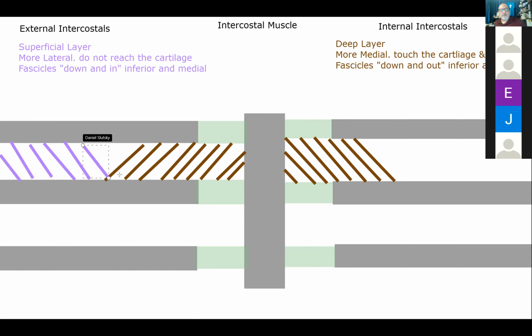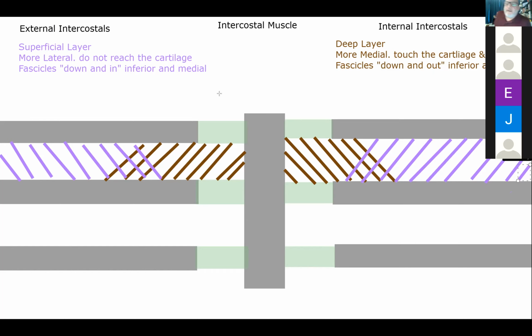Now they do overlap, but remember, they're not going to get to the level of the cartilage. Same thing on this side as well. They are going to project down and in, overlapping, being on top of the deep internal intercostals, and project down and in. All right. Questions on that?